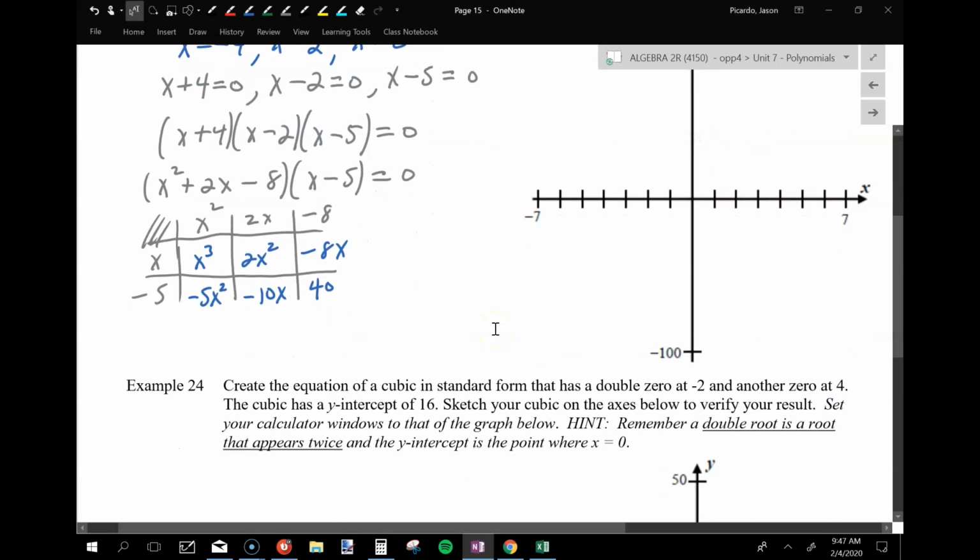All right, so what did this say? It said create the equation, right? So my equation is y equals x cubed minus 3x squared, combined like terms, Trinity, right? Minus 18x plus 40.